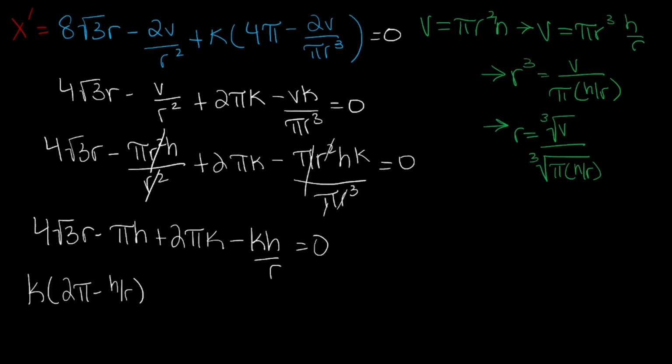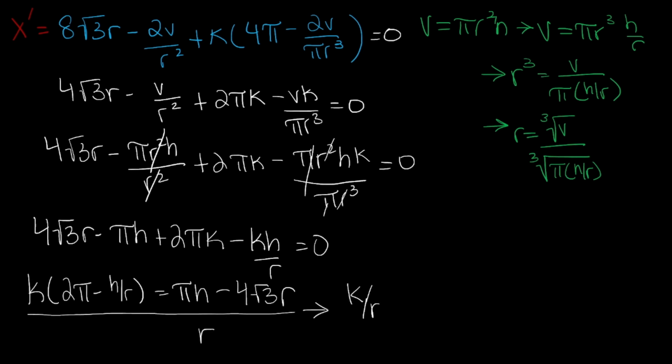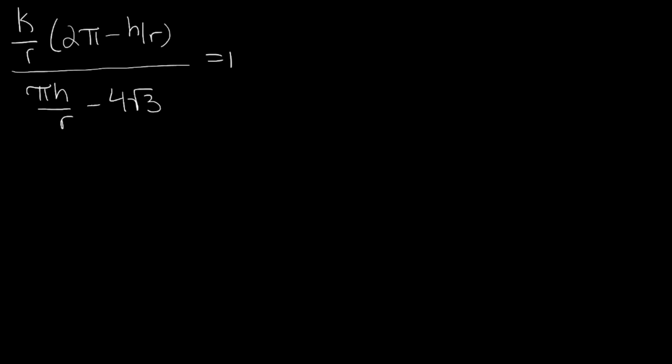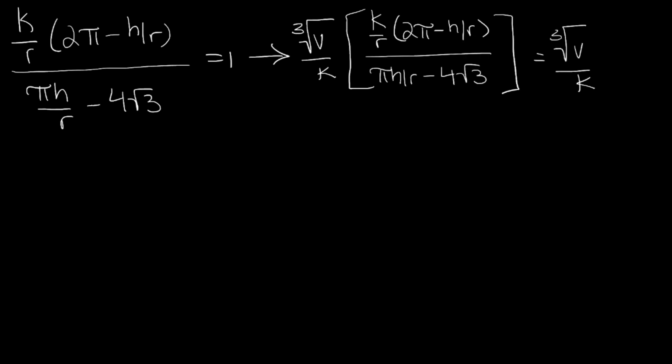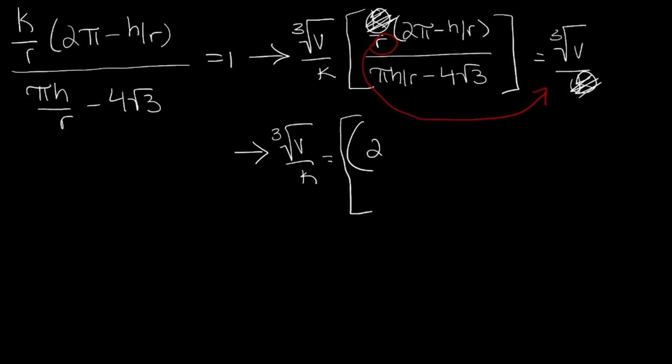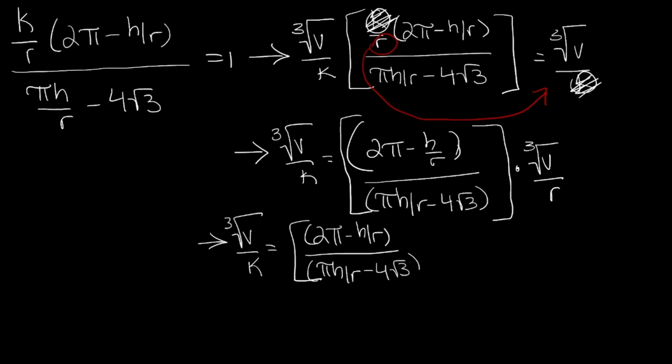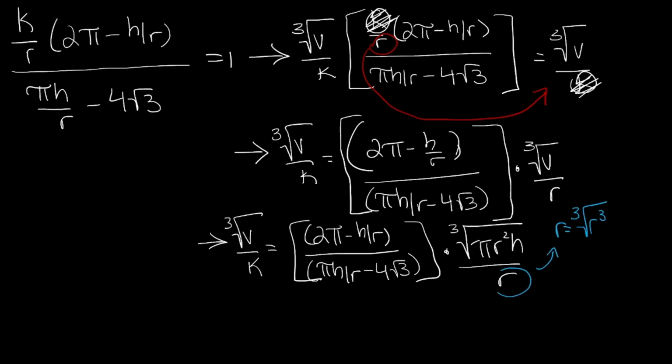We can begin simplifying. The first step is factoring out 2 from x prime. Step 2 is plugging in V. From there, we cancel out the commons, then factor out k and isolate. The next step includes dividing both sides by r, then dividing both sides by pi h over minus 4 square root 3. Then we multiply both sides by cube root V over k, cancel out the commons once more, and substitute V. By the end, we have the cube root V over k minimized formula.